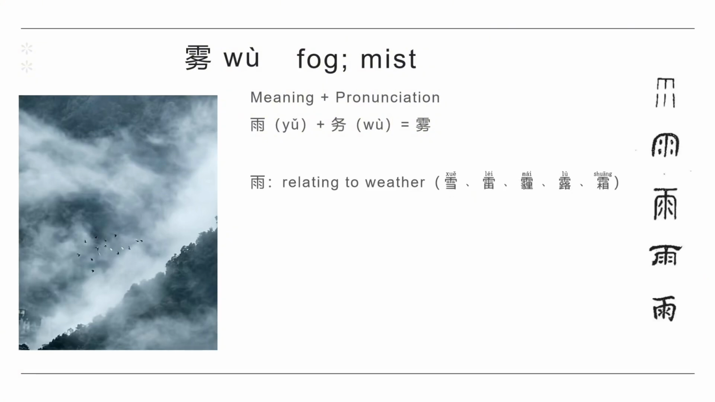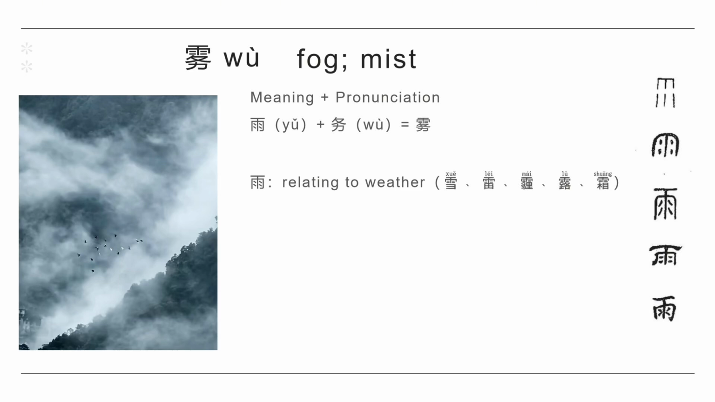This character is 雾, fourth tone, 雾. It means fog or mist. This character is made up of two parts, one that gives a hint to the meaning, 雨, and one that gives a hint to the pronunciation, 务. The top part of this character, 雨, means rain. We can see how this character has evolved from a very clear picture of raindrops falling from the sky. 3 raindrops, although we know that 3 is just used to indicate many.